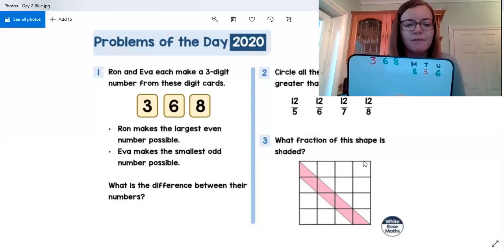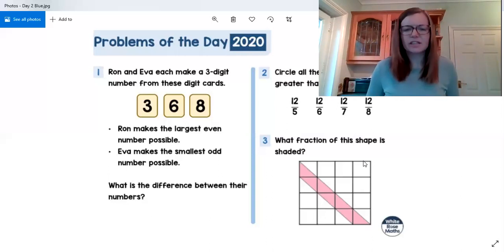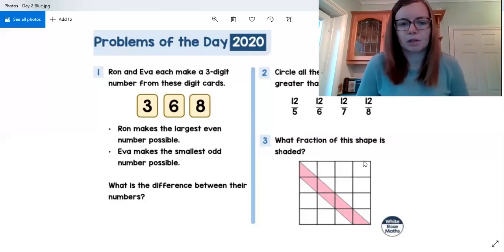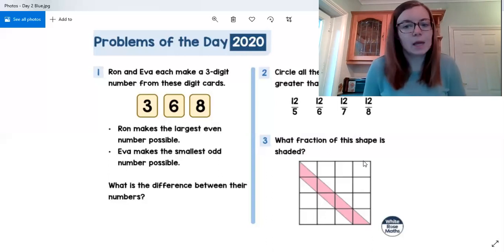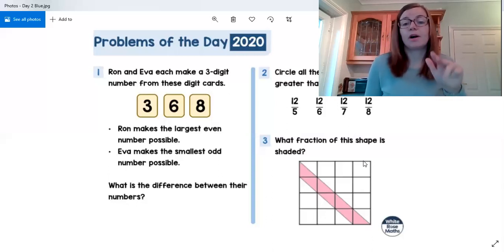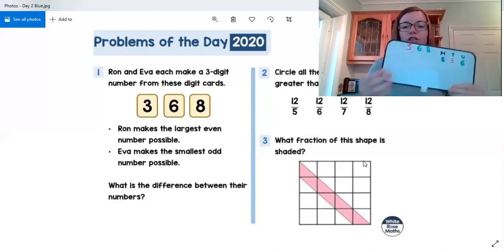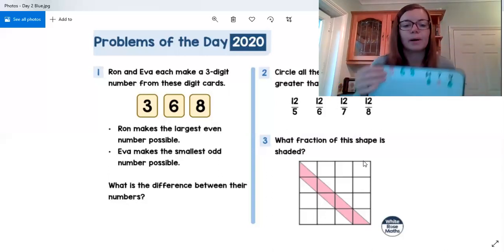Now we've got to move on to Ever. It says that Ever makes the smallest odd number possible. Now, we haven't mentioned odd yet, but I'm hoping you've remembered that odd is the opposite to our even. So our even numbers end in 0, 2, 4, 6, 8. Our odd numbers end in 1, 3, 5, 7, 9. And that's the 3 in our digits. Our 3 is our odd number.